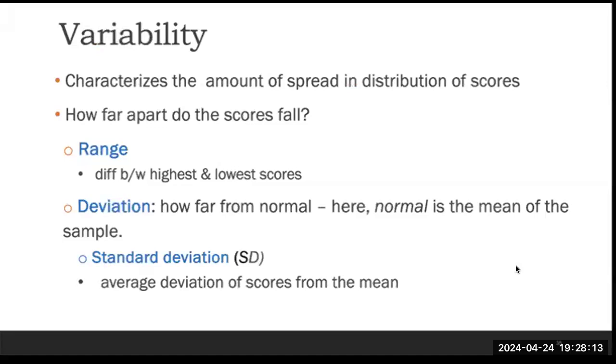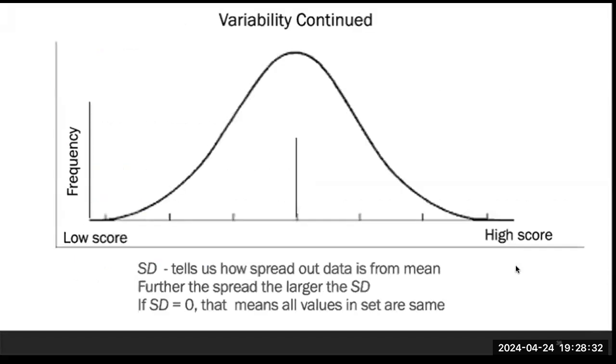So deviation is how far from normal, normal meaning the mean of the sample. So when we say standard deviation, what we're actually looking at is the average deviation of scores from the mean. That's literally what it is. So it's if we took the value of each score and subtracted the mean from it and took the average of that. That is how you calculate standard deviation. So standard deviation tells us how far away the scores are from the mean.